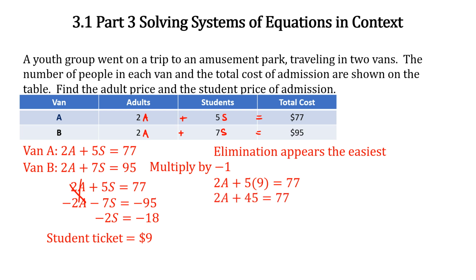So 2a plus 45 is 77. Subtract 45 from both sides, 32. So a, the adult ticket, must be $16.